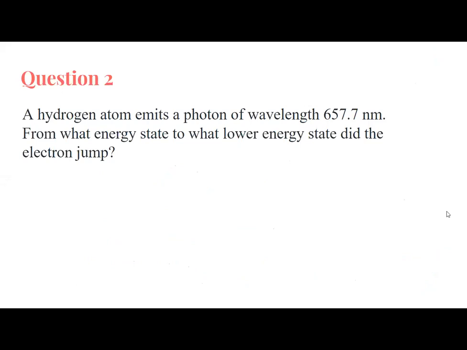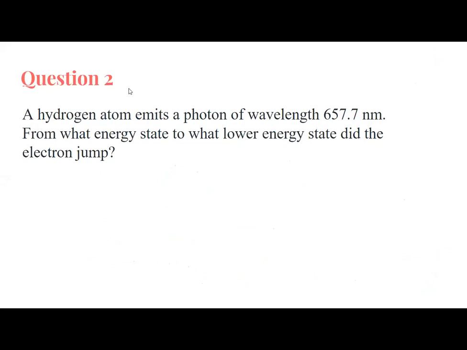Okay, so a hydrogen atom emits a photon of wavelength 650 nanometers. From what energy state to what lower energy state does the electron jump? So remember that only certain photons can be emitted, because only certain transitions can occur. So let's find out what energy the photon has, because that's going to tell us the gap between the two levels.